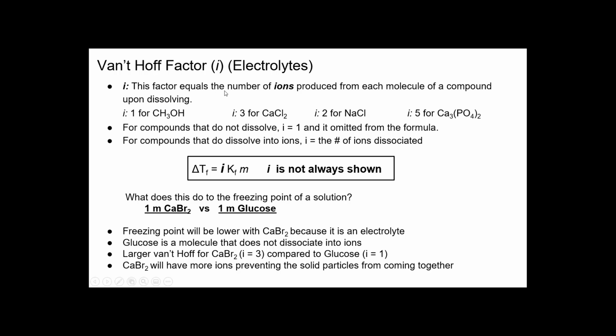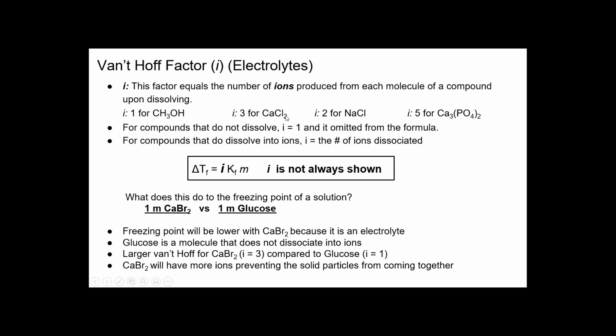The i is the factor, and this factor equals the number of ions produced from each molecule of a compound upon dissolving. So it has to dissolve, it has to dissociate, and as we've already discovered, not all compounds dissociate. So here's a thing. Look at what you're being asked. Is it an electrolyte? Does it dissociate? You need to add the i. If not, the i is usually left off, because not all compounds that we're dealing with dissociate. So i is 1 for methanol because methanol does not dissociate. That's why it's usually left off, because this number is usually a 1.